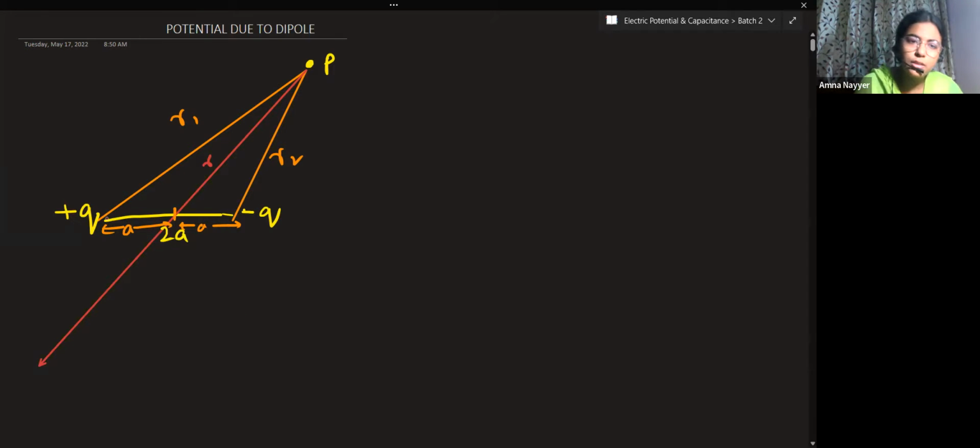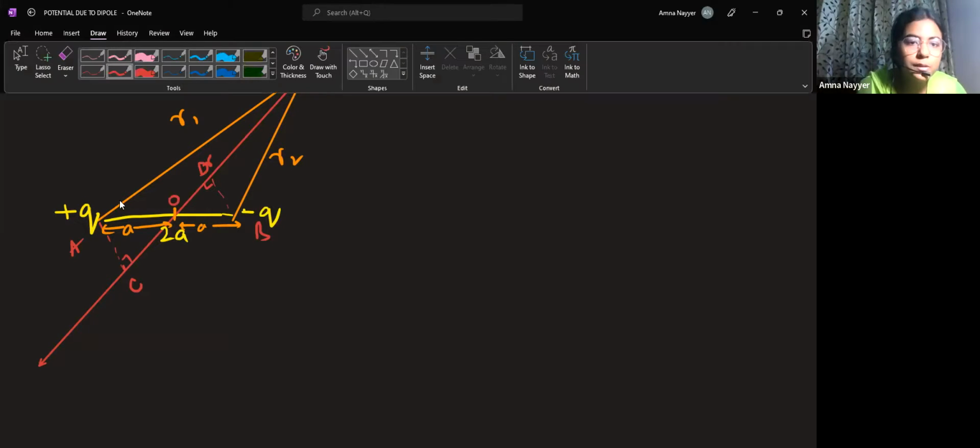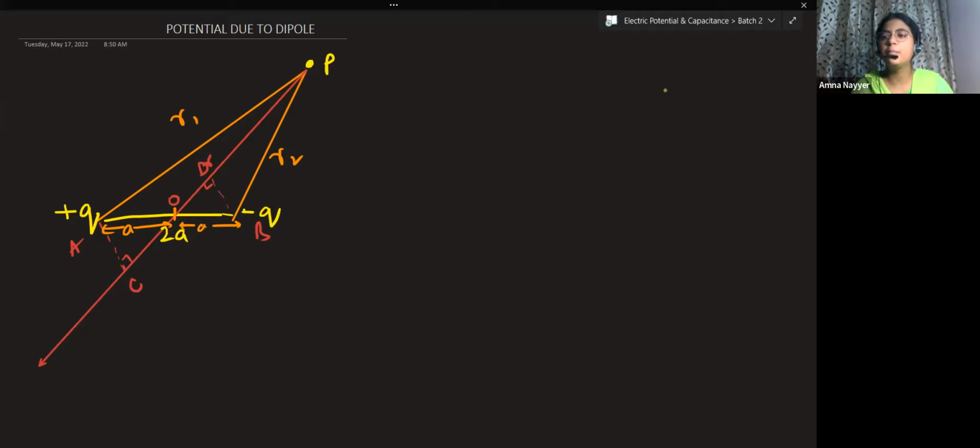Now see, let's do some construction. I have dropped a perpendicular on this line that I'm getting. Let me name it. Let's say this is A, this is already P, this is B. Let it be that this be C, this is a perpendicular drop, and let it be E. This is also another perpendicular. All right, this is O. This is the center of the dipole. Now see, potential at point.